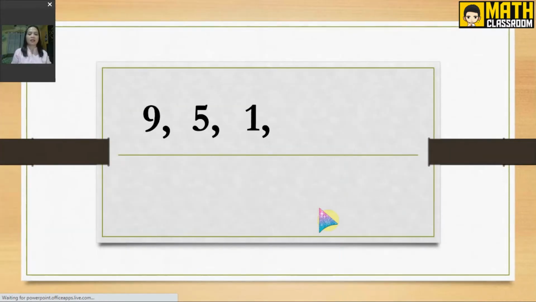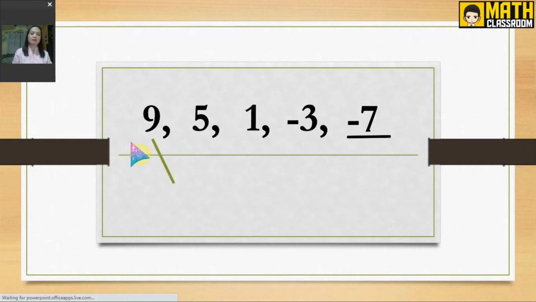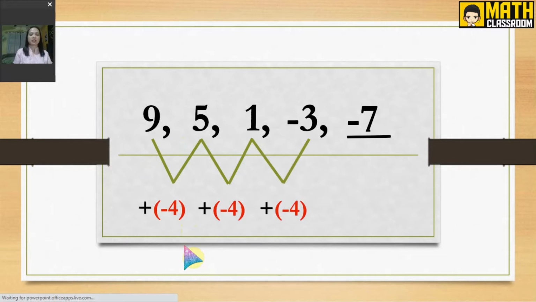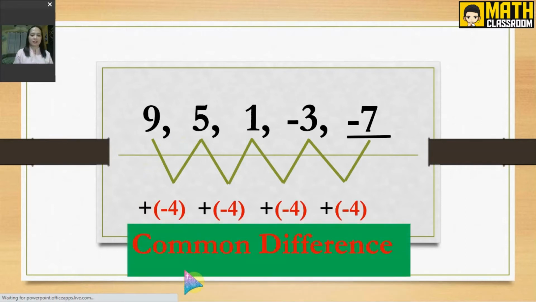Next example of arithmetic sequence. We have 9, 5, 1, negative 3, and the next term is negative 7. In this example, we have a descending order of numbers wherein we're going to add what kind of number? So we have 9 plus negative 4 is 5, 5 plus negative 4 is 1, 1 plus negative 4 is negative 3, negative 3 plus negative 4 is negative 7. Again, we have a constant number that we added to each term. This constant is what we call common difference.